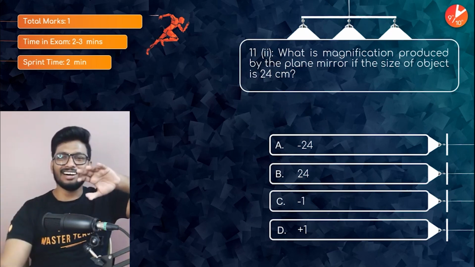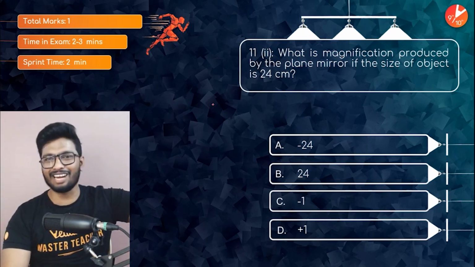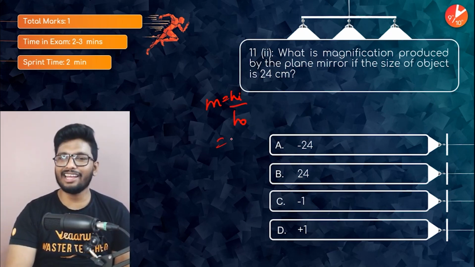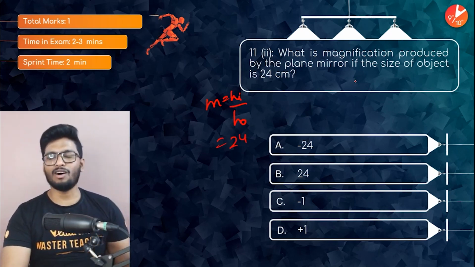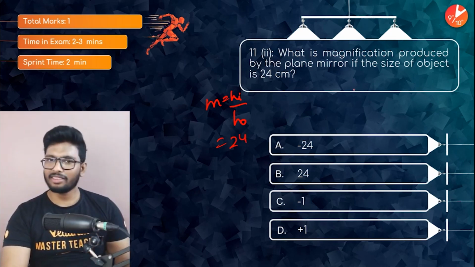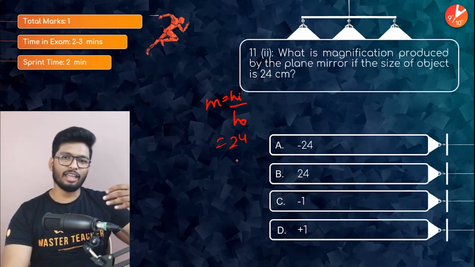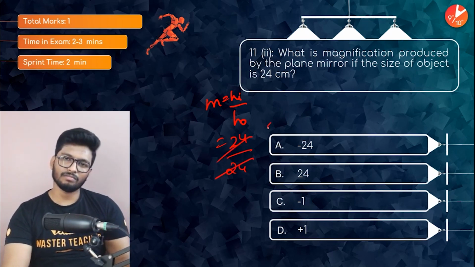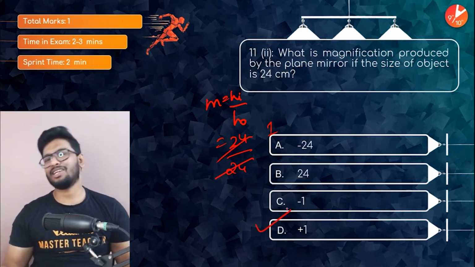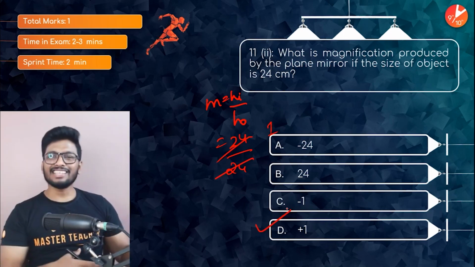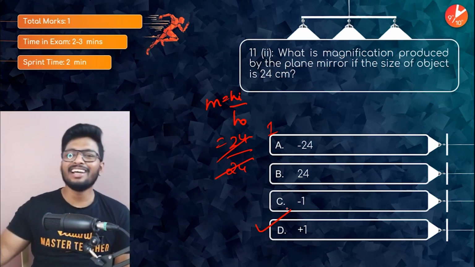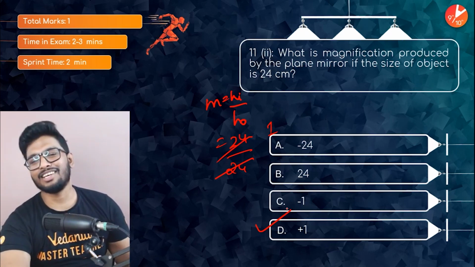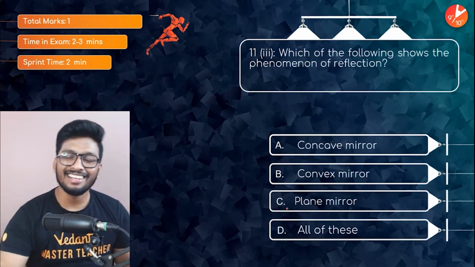But I'm going to tell you the answer very straightforwardly, guys. M is equal to HI by HO is the formula. HI is 24. See, in the case of a plane mirror, the object size and the image size would be the same. If the object height is 24 centimeters, the image height will also be 24 centimeters. So what will be the magnification? Plus 1. Simple. The plus indicates that it's a virtual and direct image, and that 1 indicates that it is of the same size. So the answer would be option D. Super easy, isn't it? 2 minutes for that.